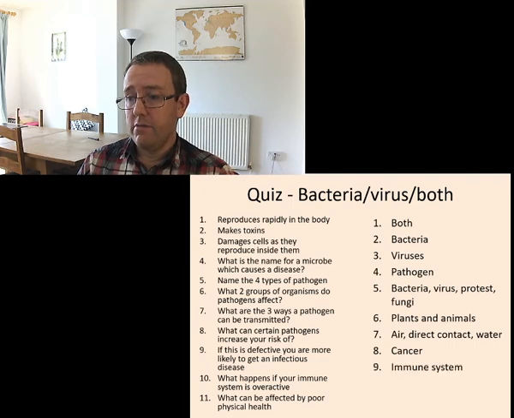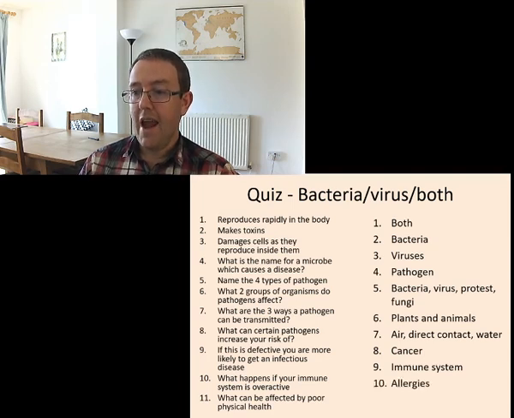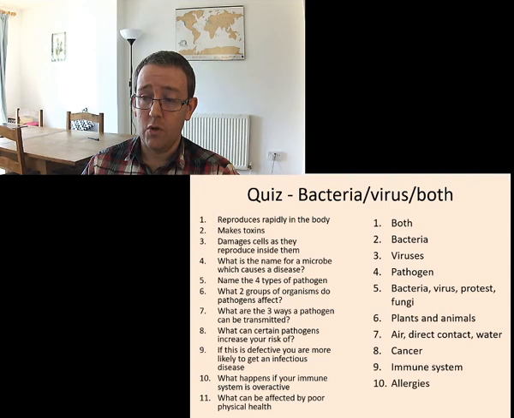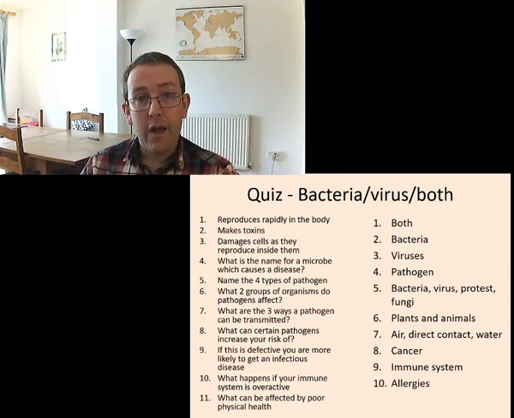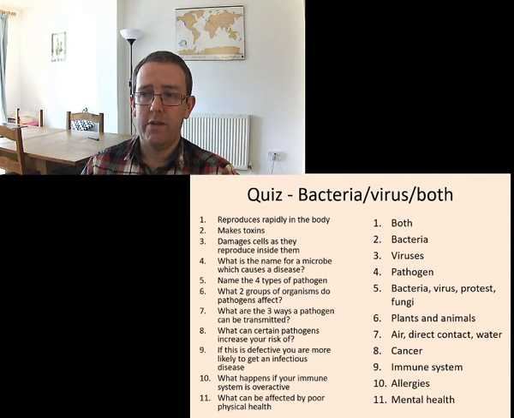Number 9, if this is defective, you are more likely to get an infectious disease: it's the immune system. Number 10, what happens if your immune system is overactive? Well, that's allergies and that's autoimmune disorders. And number 11, what can be affected by poor physical health? Of course, it's poor mental health.